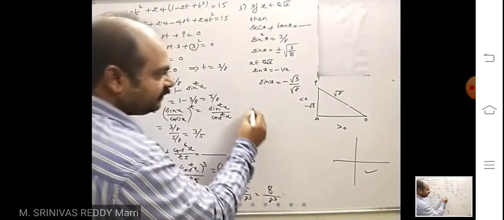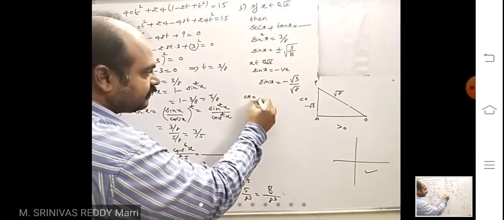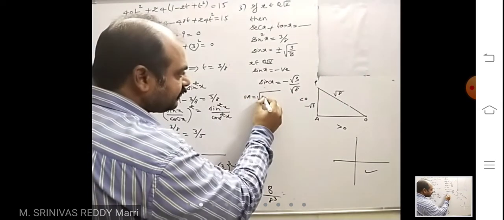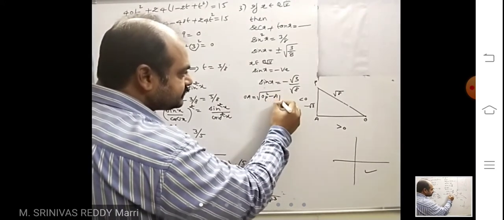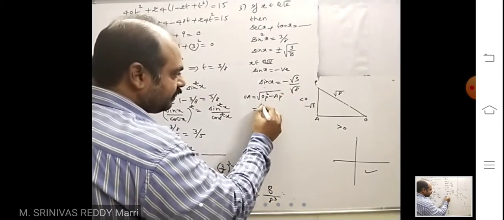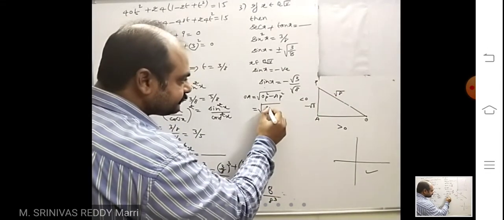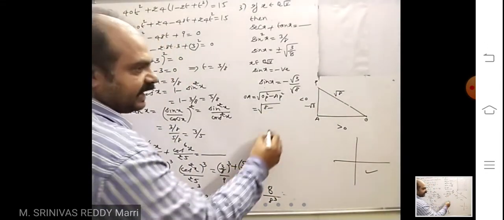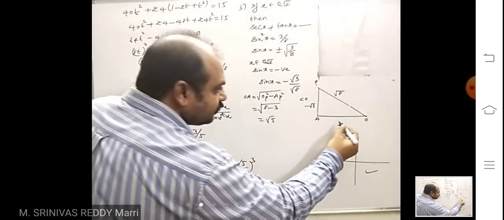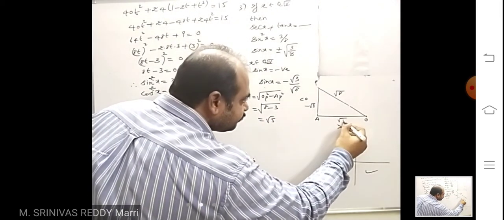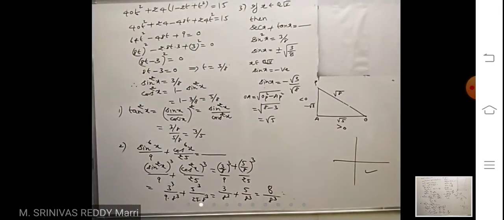Here you get a positive value. That means OA is the root of hypotenuse square, OP square minus AP square. What is OP square? 8 minus AP square 3. That means root 5. So this you have to write as positive, that's why plus root 5.